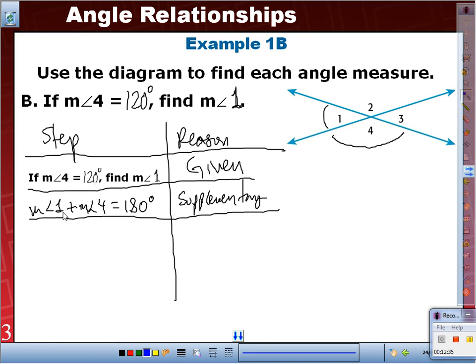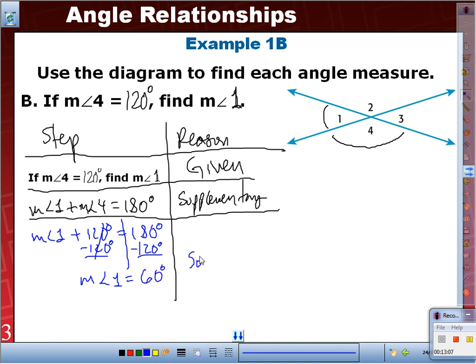We substitute for angle 4. What do I write? 120. Bring everything else down. Measurement of angle 1 plus 120 is equal to 180. Do we know how to solve this? Yes, what do I do? Subtract 120 from each side. Therefore, measurement of angle 1 is equal to 60 degrees, and that's my solution.